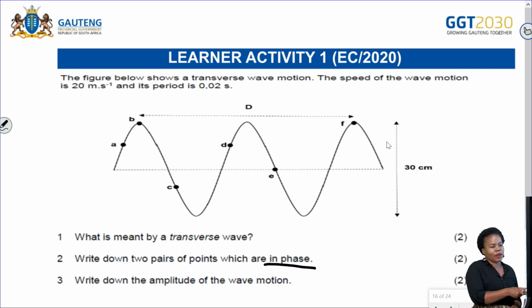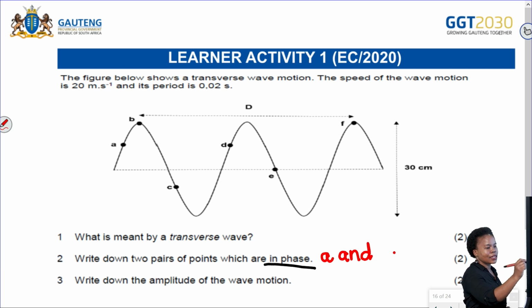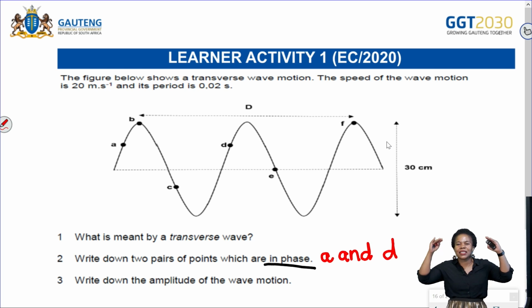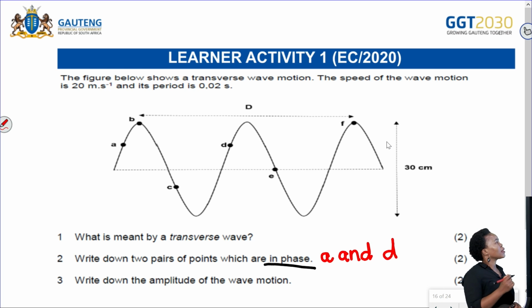Let's just write it over here. So it's given as A and D. Someone else can come in and say B and F. They're in the same state of vibration over there. So how many was asked of us? 2. So we get B and F.